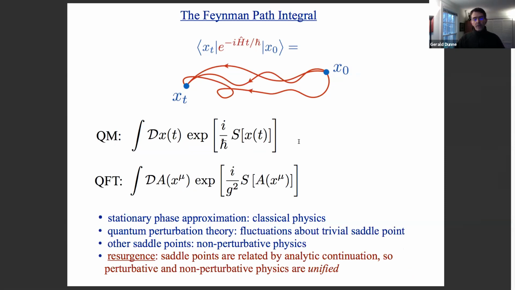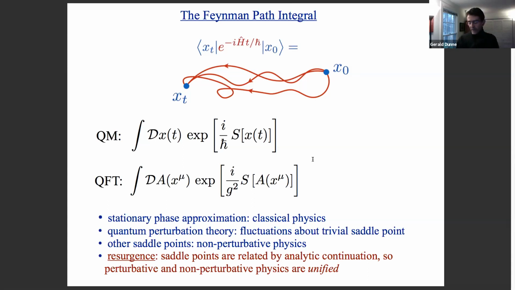The question I want to talk about today is how we can actually use that to calculate something. So of course, the first thing we learn from this is the connection to classical physics, that a stationary phase approximation singles out the critical points, which is how we formulate classical physics. So that's obvious.